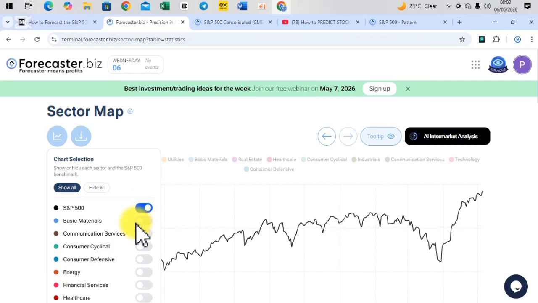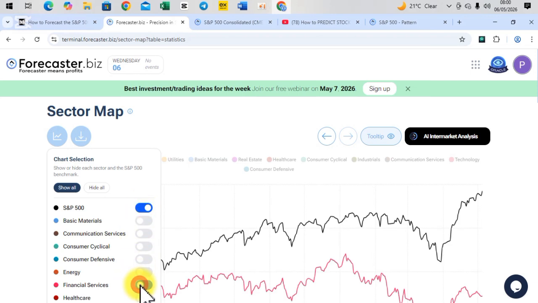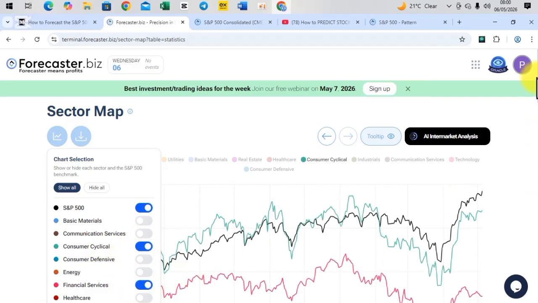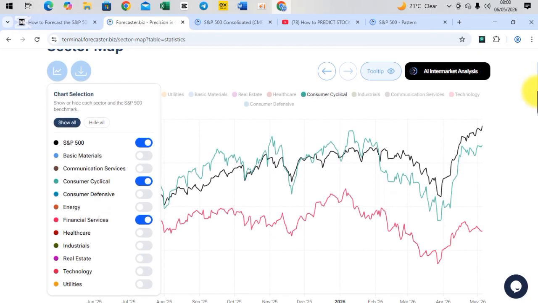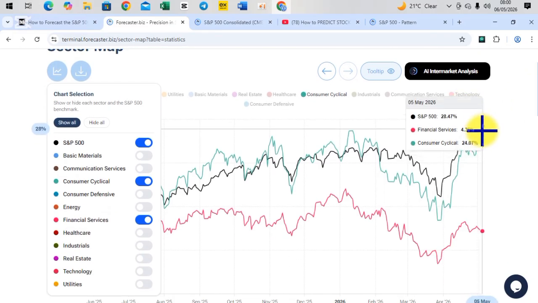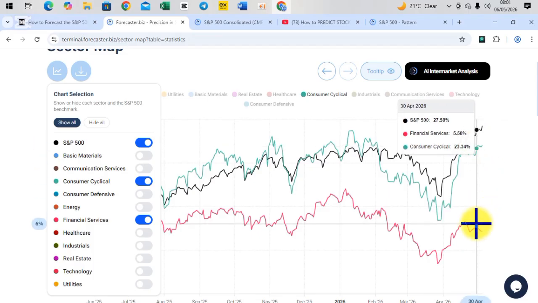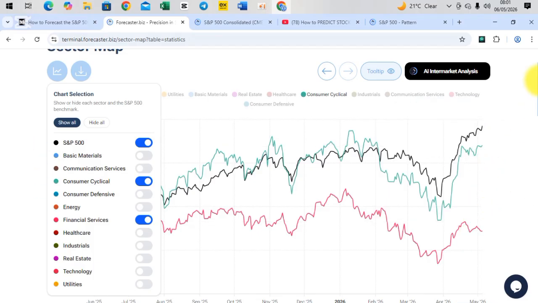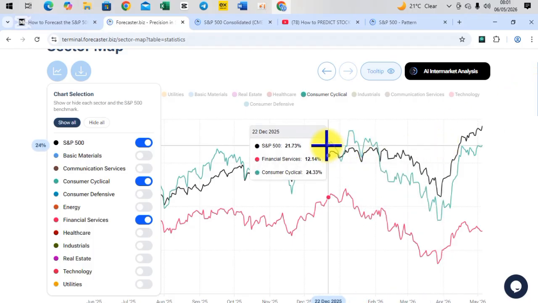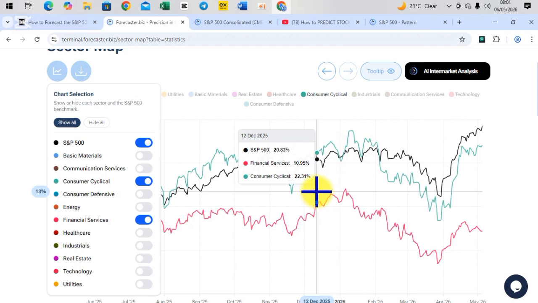So for example, let me turn on the key sectors once again, and the consumer cyclical, and I'll show you what we are trying to mean. So this one is currently making higher highs, leading up. This one is following, but this one, and you see now, you can see this market S&P 500 is behaving like there are three case scenarios: January 2026, January 2025, January 2020.